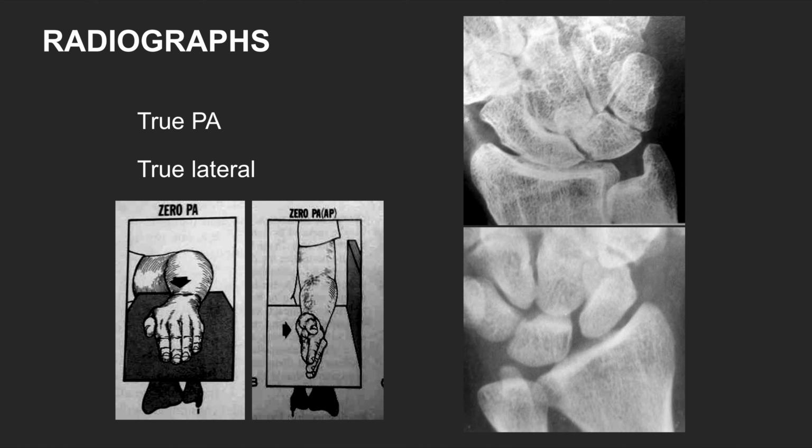The top X-ray, the ulnar styloid is all the way ulnar, and that's taken with the forearm in neutral or pronation. And the bottom X-ray is taken with the forearm in supination. And you can see that the position of the ulnar styloid appears to be in the center of the ulna rather than all the way ulnar.